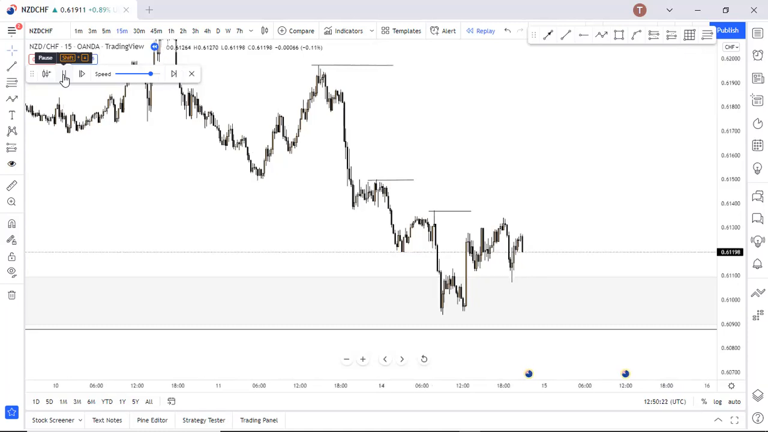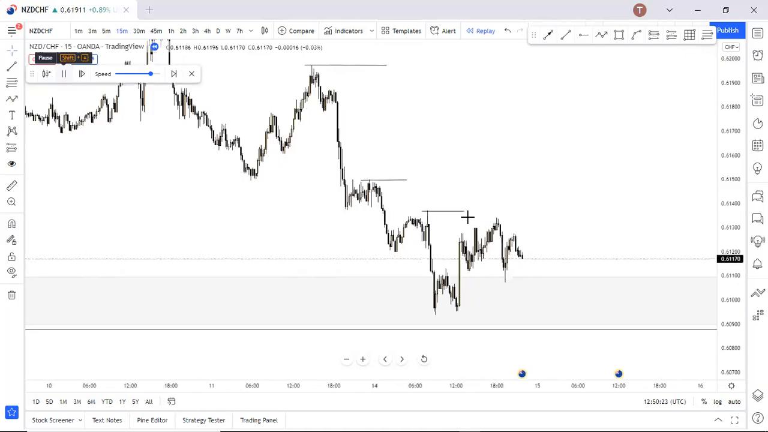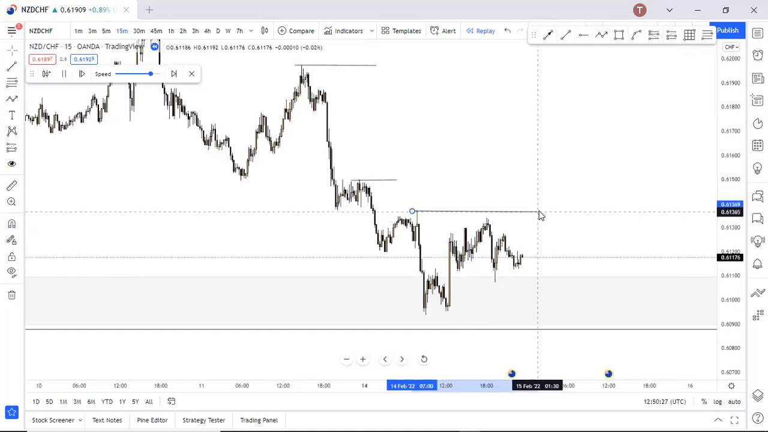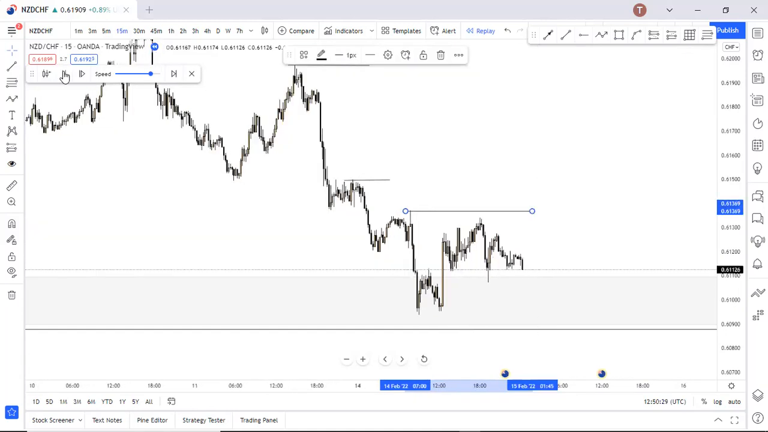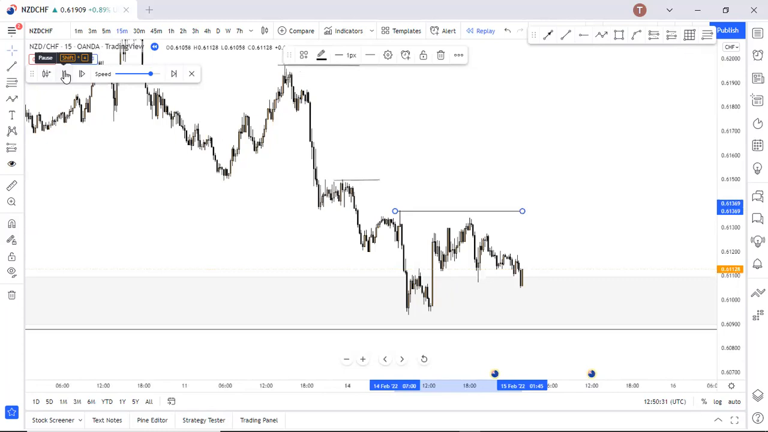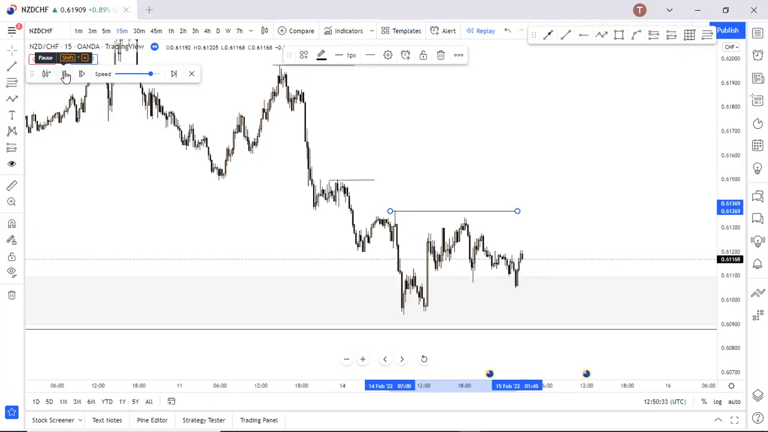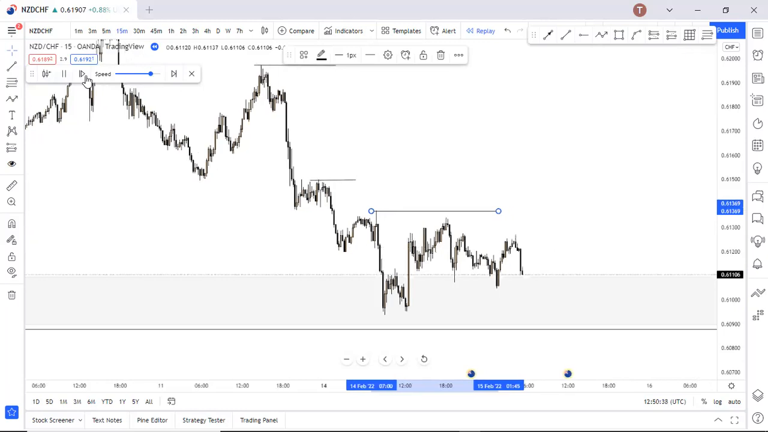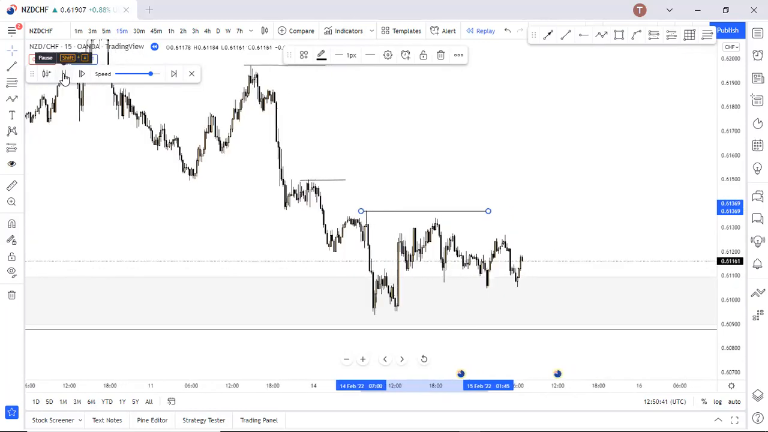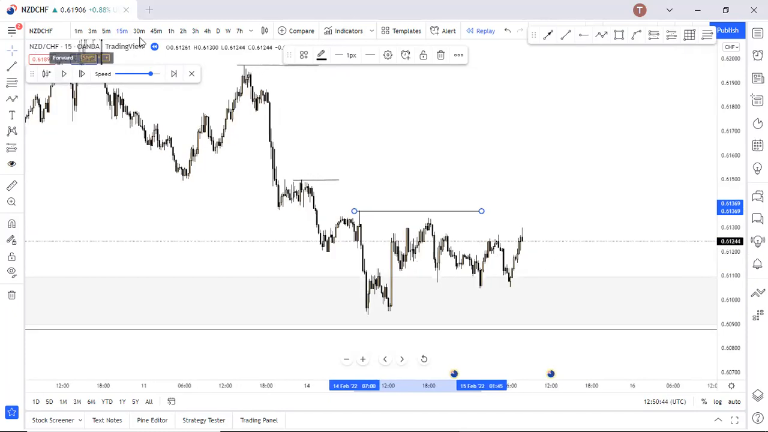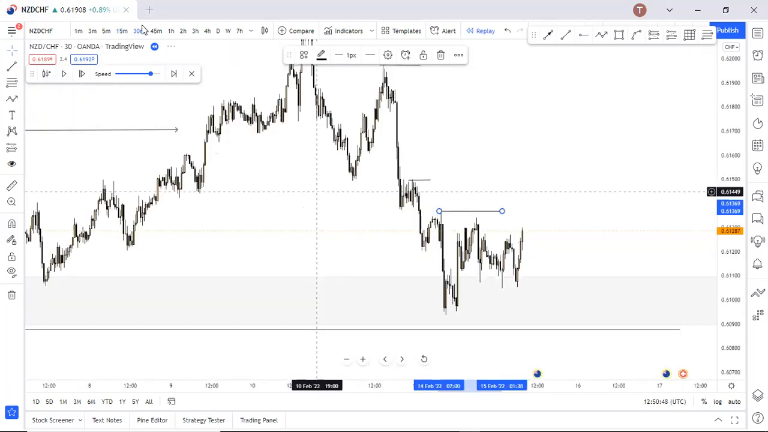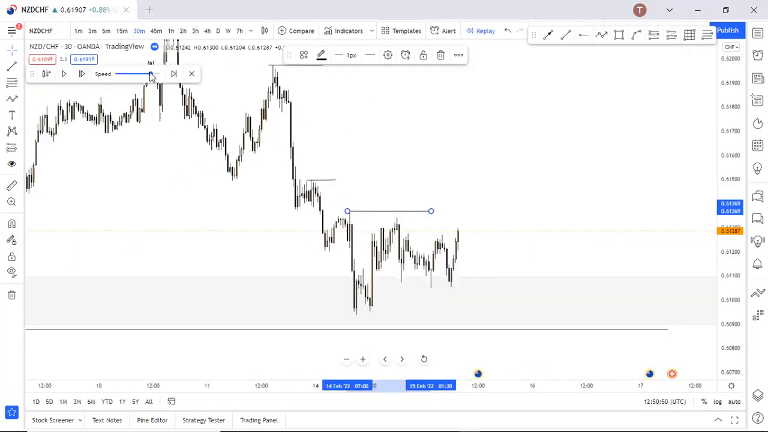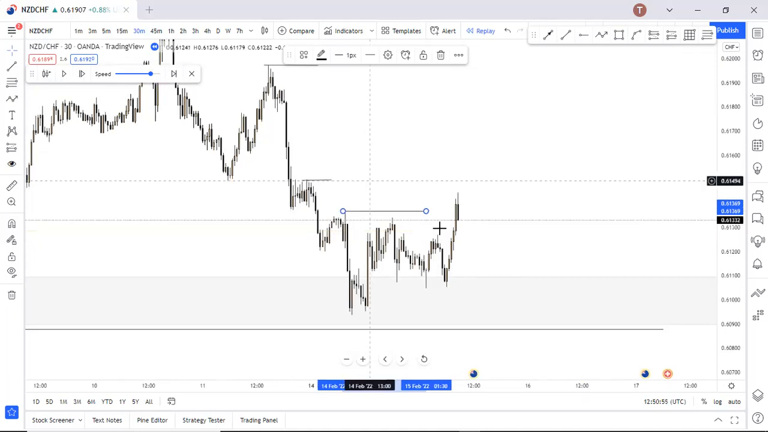We are waiting. We need a break above this high. We need a break above this high. Can we get that? Let's go to the 30 minutes time frame to be faster. Yeah, so now we finally got that break.